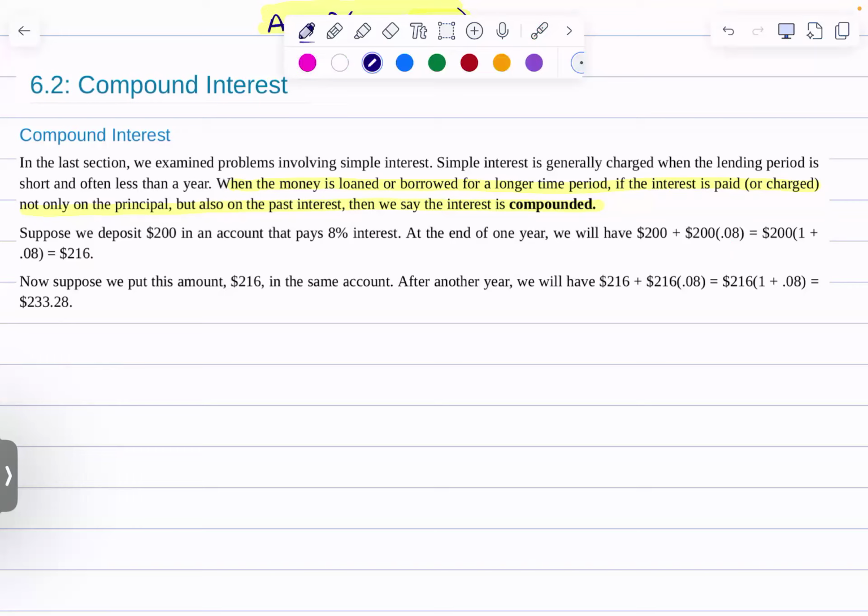So now, and this is what we did in the example last day, what if we put that $216 into the account again? We don't actually have to do it. The bank does it for us, but it's technically what's happening. So after another year, we're going to have 216 plus 8% of 216, which means that we would have $233.28 in the account after 2 years.